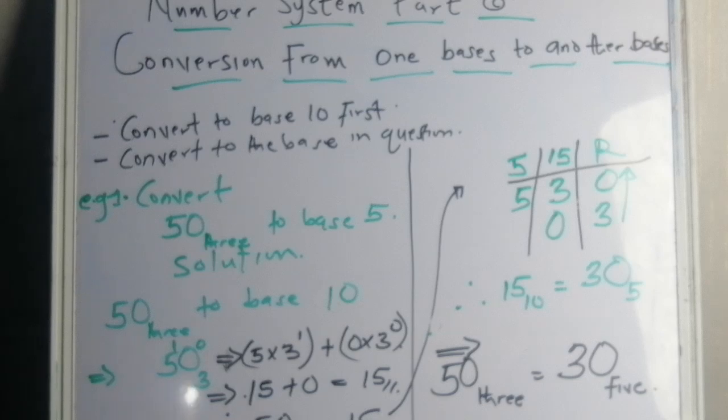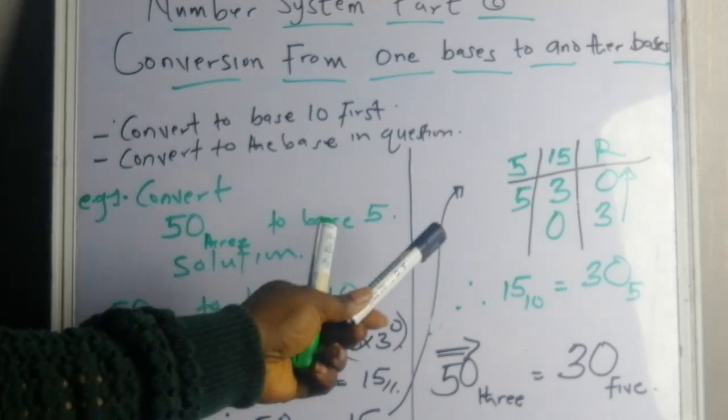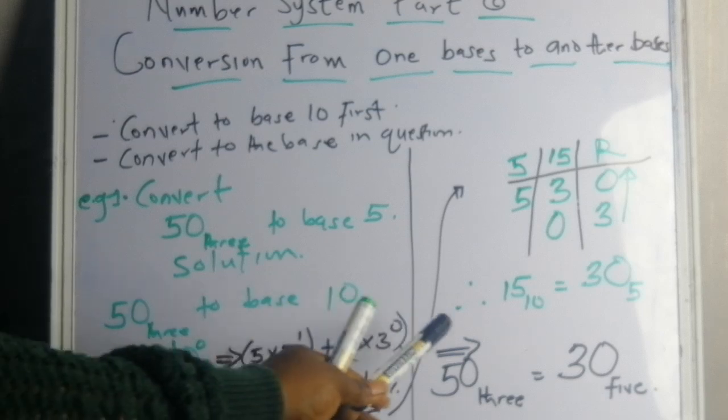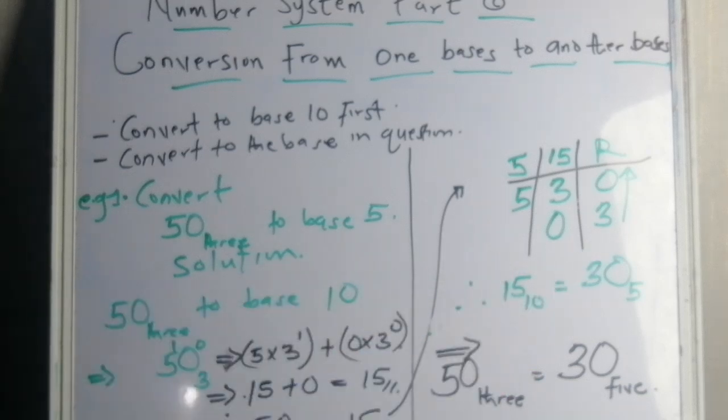So what do I need to do? I see that it's not possible. I wrote 0. After writing 0, what is the remainder? It is 3. Okay, so because 3 cannot go in 5, it means that 15 in base 10, therefore 15 in base 10 is equal to 30 in base 5.